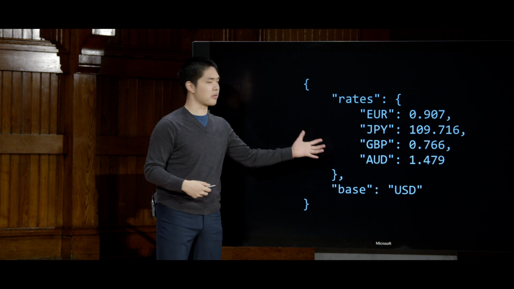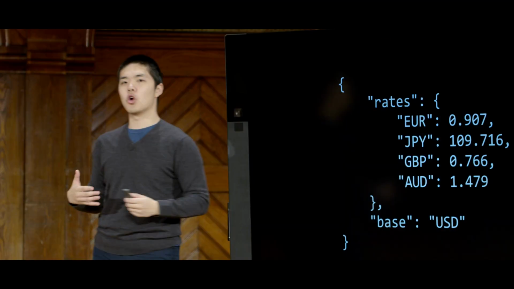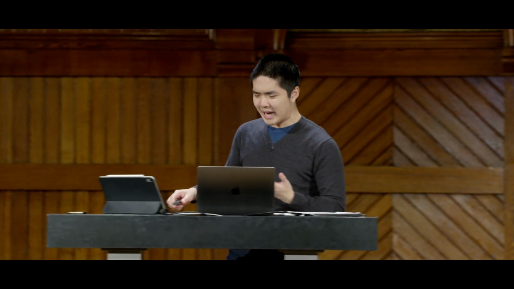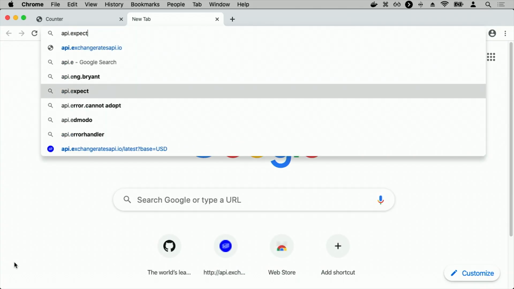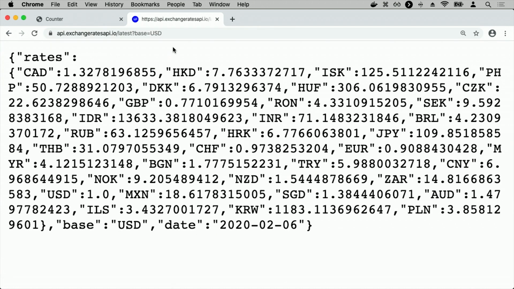And so long as the person providing this data to me and I both know what this structure is, we can begin to write programs that are able to use that data. And so we'll now see our example of an API, which is exchangeratesAPI.io. And if we go to api.exchangeratesAPI.io/latest and provide a get parameter of base equals US dollars, then what we get back is data that looks like this.